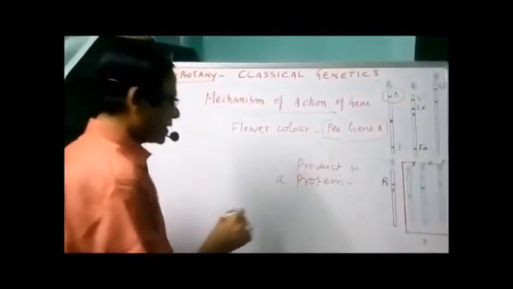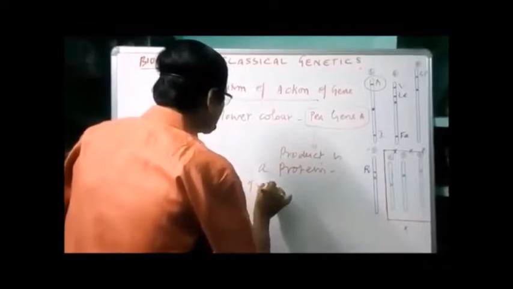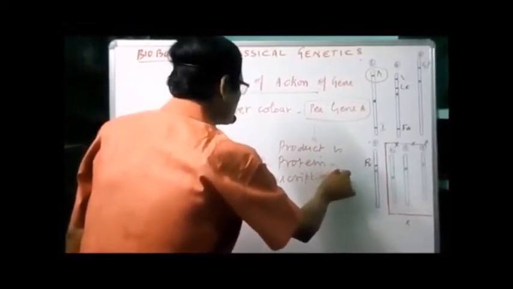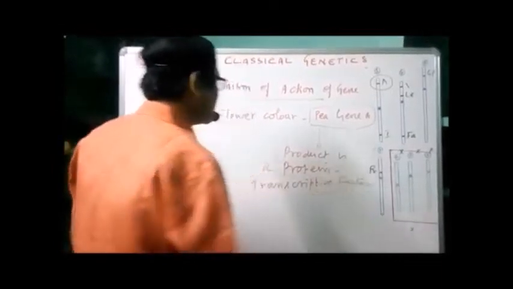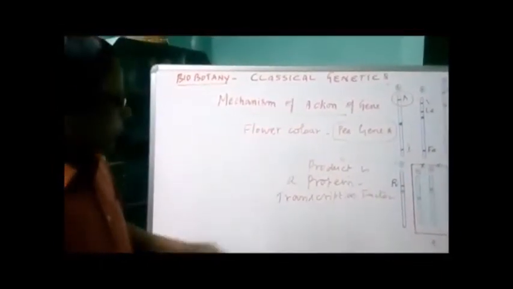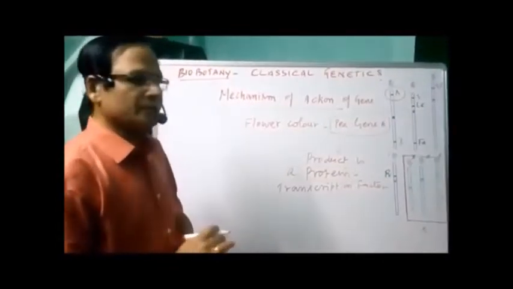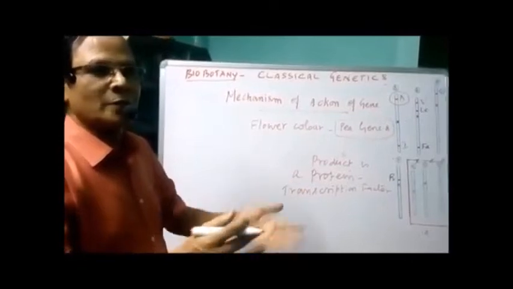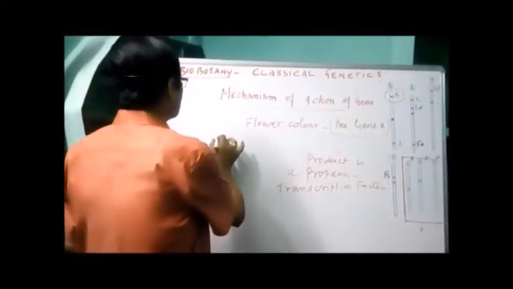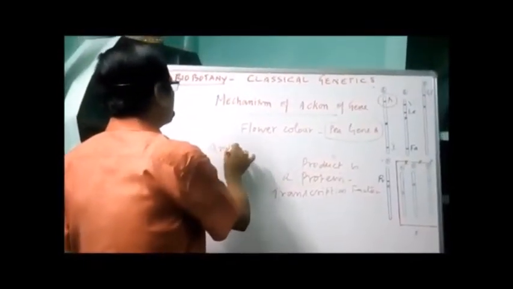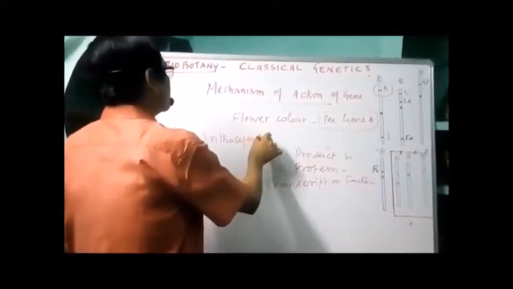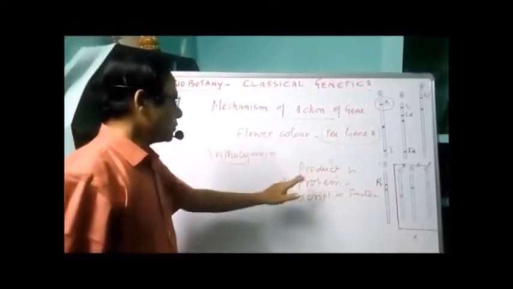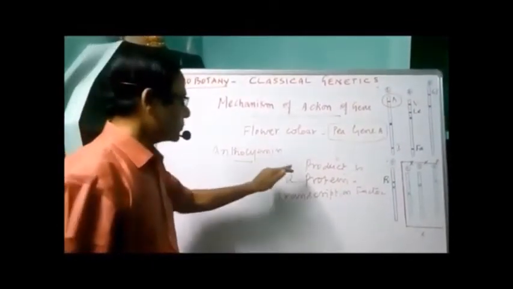So, this protein is acting as a transcription factor. Only when the transcription factor is active, there is formation of the pigment for coloration of the petals. The pigments are anthocyanin. So the P gene is coding for a product which is a protein.